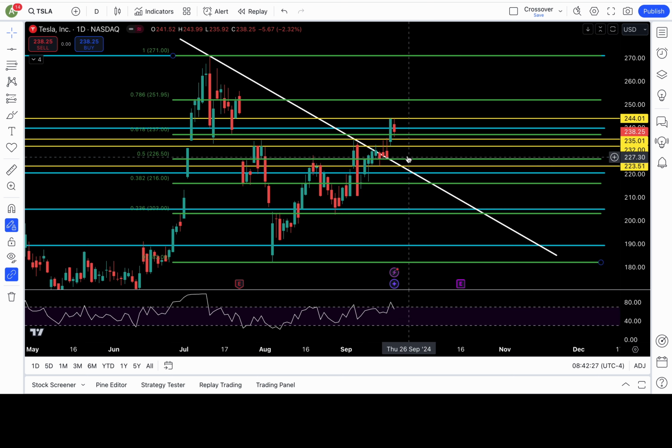Below 232 would be very bearish based on this setup, and we could possibly go all the way back down to 226.5 in the 224s area. Okay, below 224, I would be bear bias because that would be a false breakout of this downtrend line.